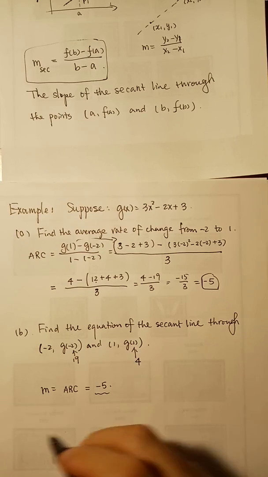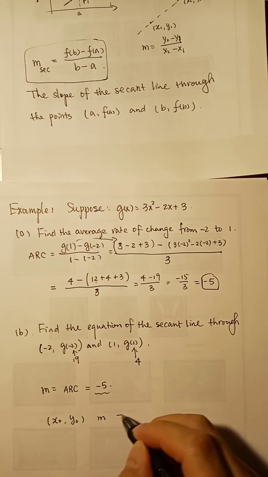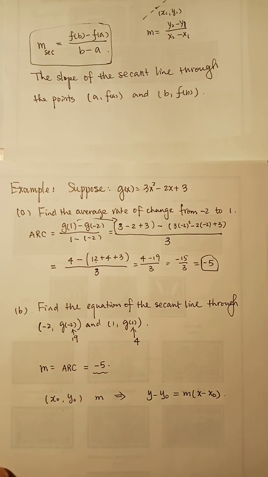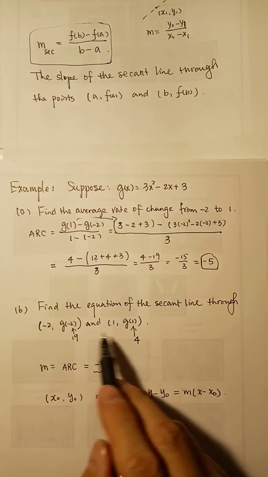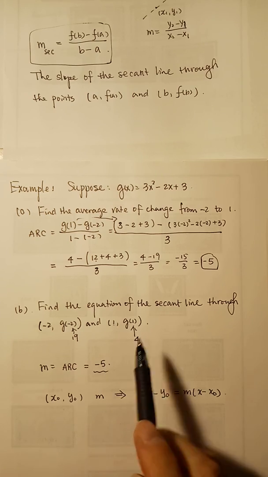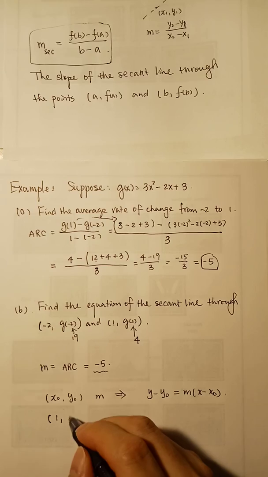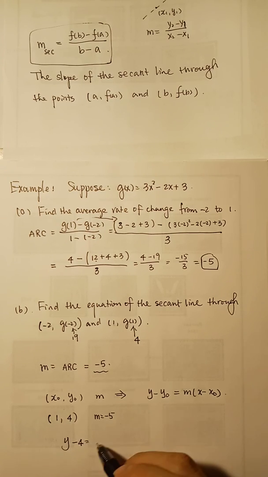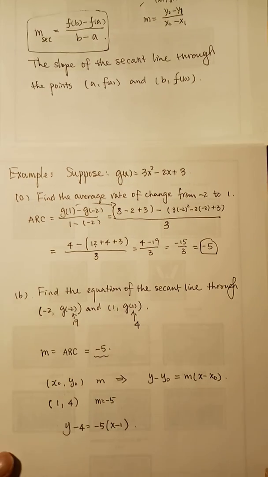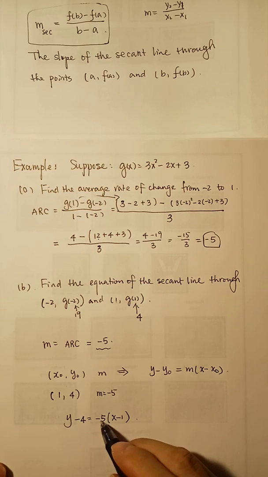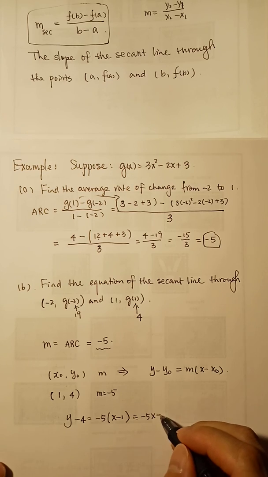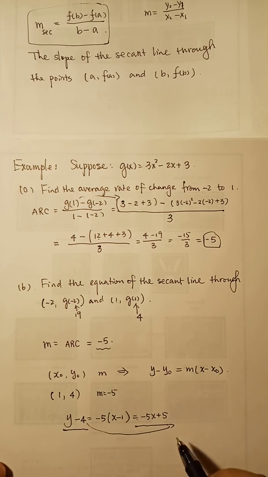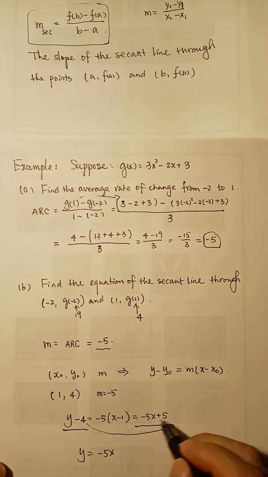When you have the slope and a point, it gives you the equation y minus y0 equals m times x minus x0. This is the point-slope formula. Now you have two points, and you can pick either of them. I will choose the small numbers, 1 and 4. So the point is x is 1, y is 4, and the slope is negative 5. Let's apply the formula: y minus 4 is equal to negative 5 times x minus 1. Simplify: negative 5 times x is negative 5x, negative 5 times negative 1 is plus 5. So y minus 4 equals negative 5x plus 5. Move the 4 to the right side: y equals negative 5x plus 5 plus 4, which is plus 9.